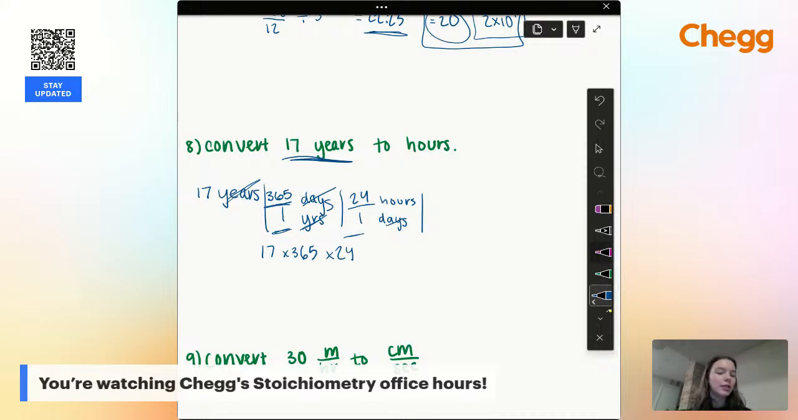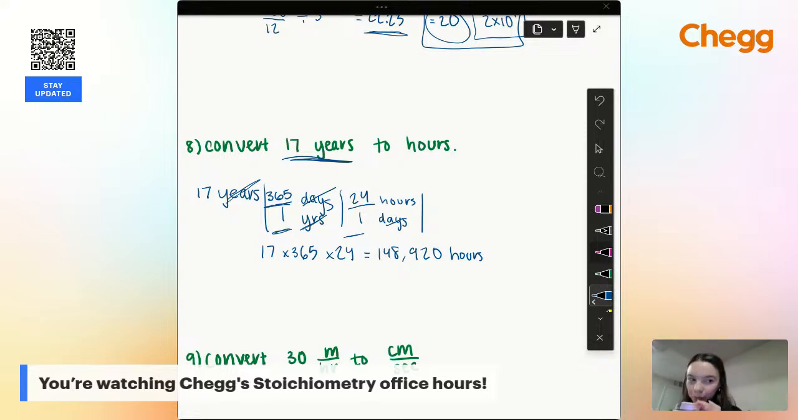All right, we've got 10 more seconds. 4, 3, 2, 1. All right, and our answer is 148,920 hours. Oh my goodness, that's a big number. Now, if you can put that in sig figs, comment what the sig fig answer would be. I'm going to give y'all about 30 seconds for that.